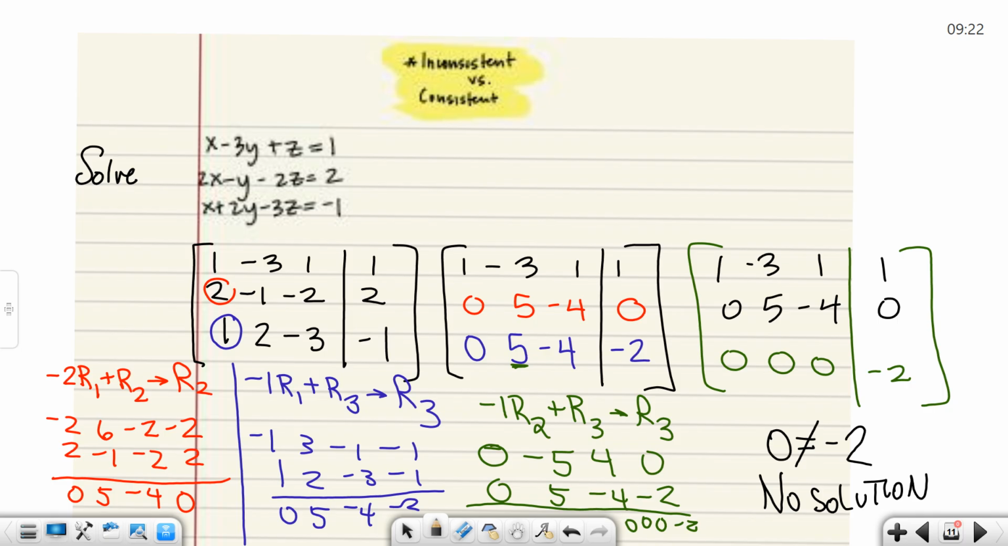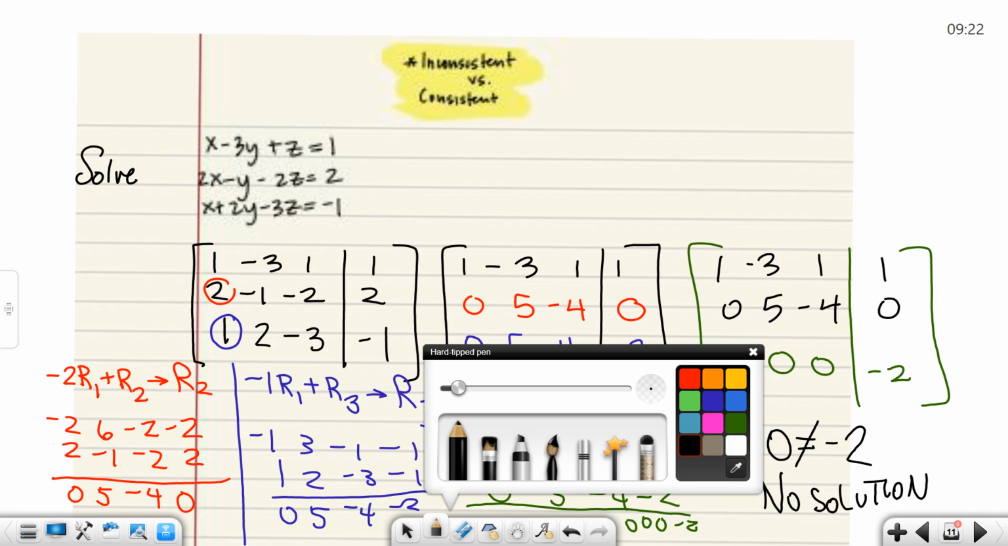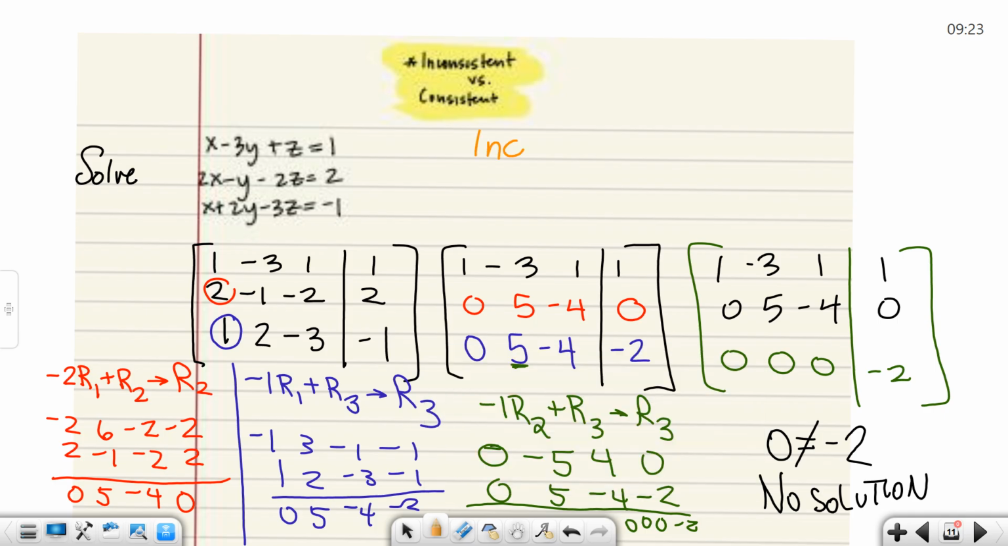Now, at the top of the page, I talked to you about consistent and inconsistent. And there's a definition somewhere in your notes about inconsistent and consistent. This one right here is inconsistent because that means there is no solution. Now, if it has any solution at all, it's called consistent. Whether it has a traditional solution like the one on our previous slide, or whether it has a parametric solution, if it has any solution at all, it's called consistent. But if it doesn't have a solution, it's called inconsistent.